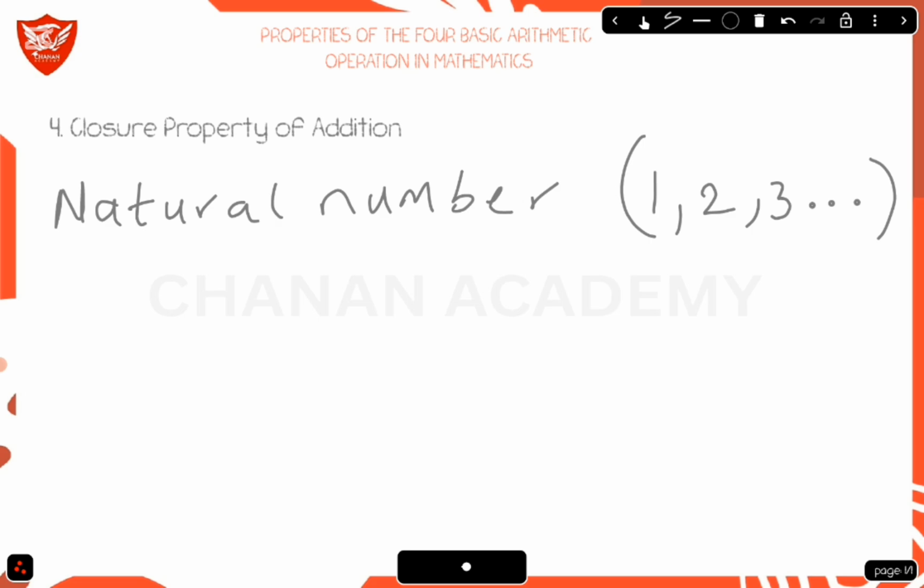Okay, so addition, let's see if it is closed. Say 2 plus 5. What's the result? 2 plus 5 is 7, and 7 is also a natural number. So that means addition is closed under natural numbers. I hope you understand. So let's check the next, subtraction.